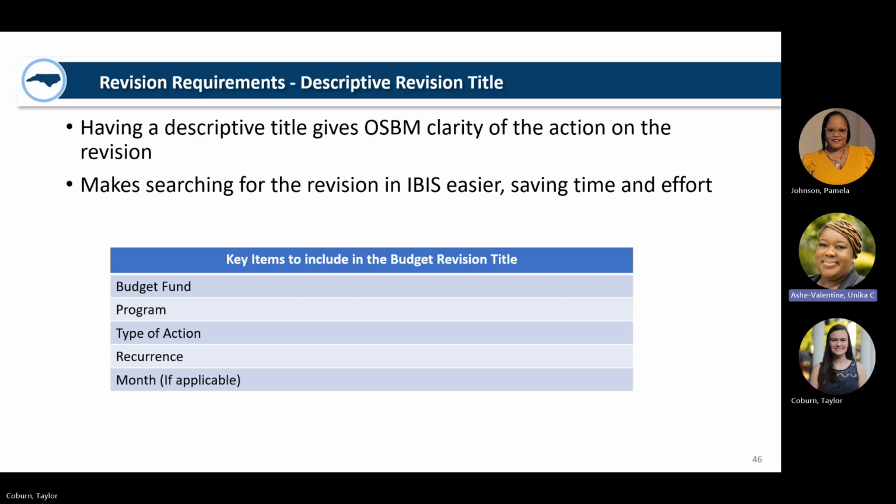Having a descriptive title gives OSBM clarity of the action on the revision. If the characters allow, these keywords will help make your title more descriptive. You want to include your budget fund, your program, the type of action, whether you are abolishing, establishing, or creating, the recurrence, whether it's recurring or not recurring, and the month, if applicable. Having these keywords is the only searchable tool in IBIS that makes your revision searchable.